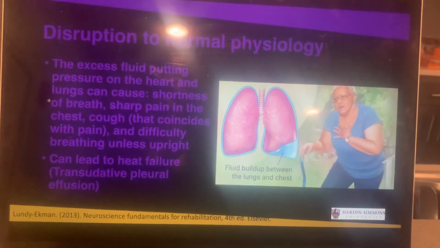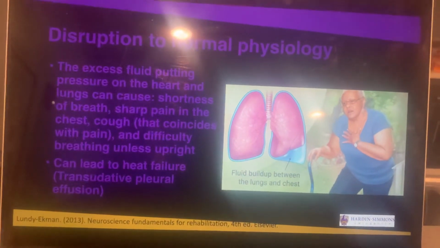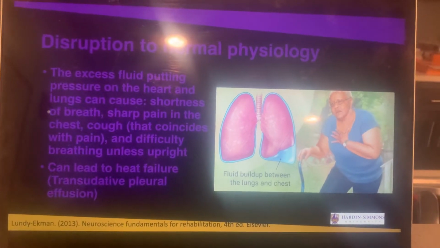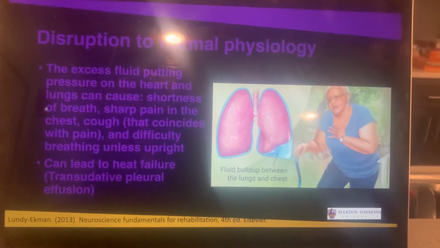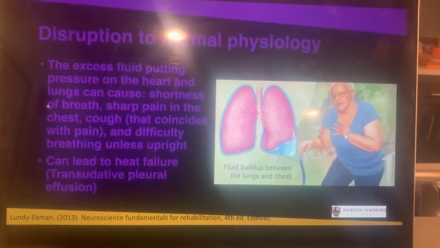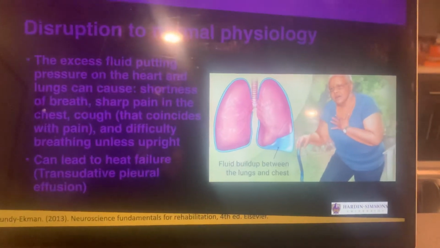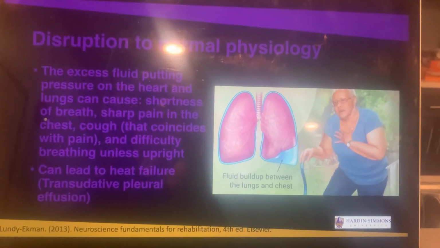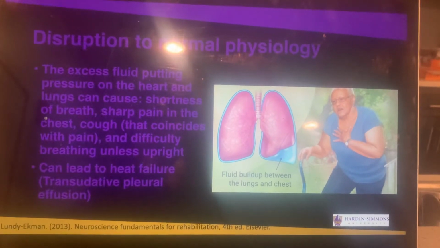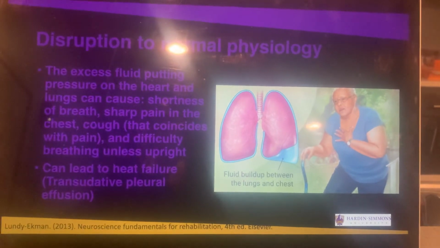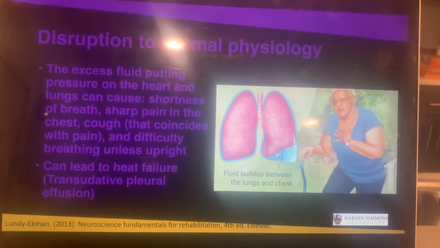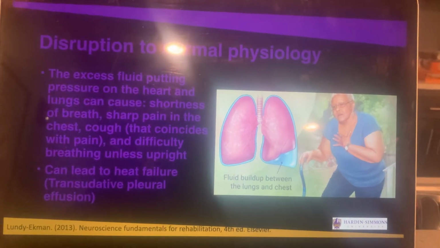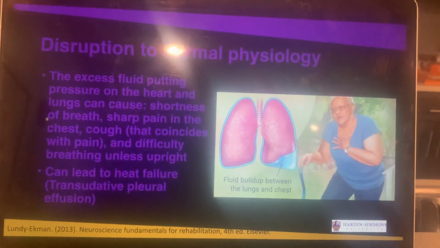Disruption to normal physiology. The excess fluid putting pressure on the heart and lungs can cause shortness of breath, sharp pain in the chest, coughing, particularly a painful cough, and difficulty breathing unless sitting upright. This can lead to heart failure, specifically and most often with transudative pleural effusion.